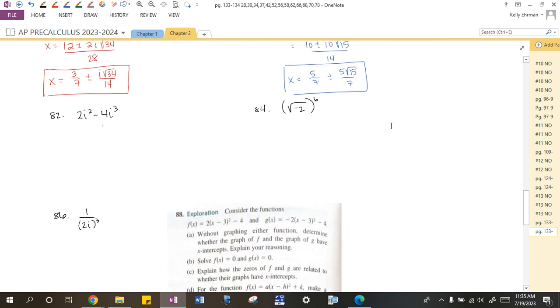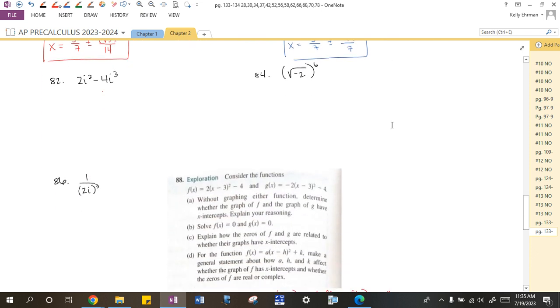All right, and then we switch to simplifying just a few more with powers of i. So 2i squared is 2 times -1. 4i cubed is minus 4 times -i. So -2 plus 4i is as far as that simplifies.